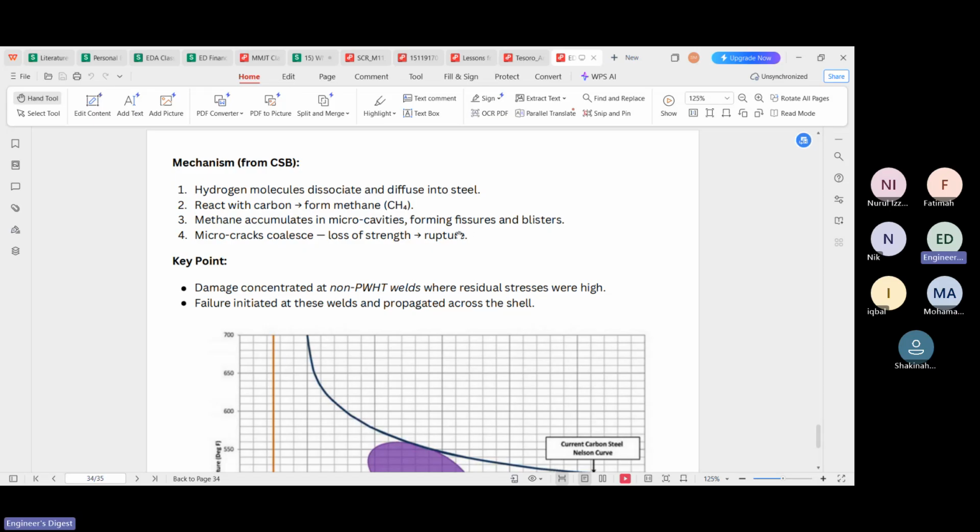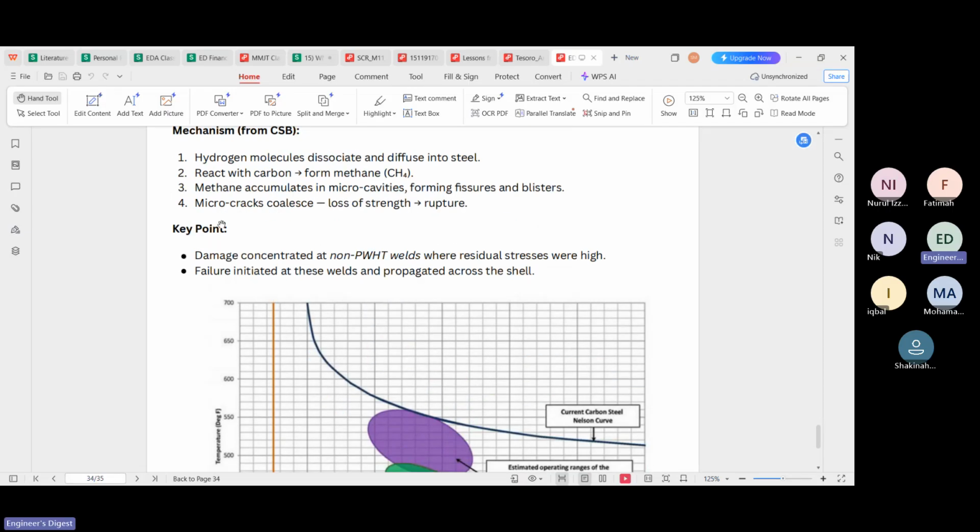So you need to understand the mechanism. Hydrogen goes into the steel because there is a crack. Then hydrogen reacts with the steel, becomes a gas, which is methane, and this gas coalesces. Coalesce means joining together, mixing, and then this causes the crack. When there is a crack, pressure and temperature, this crack will propagate. When the crack propagates, it ruptures.